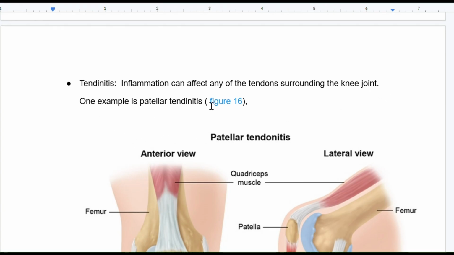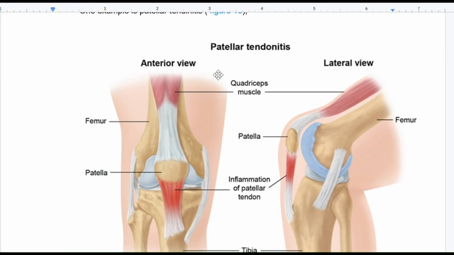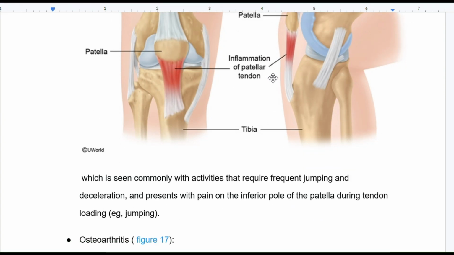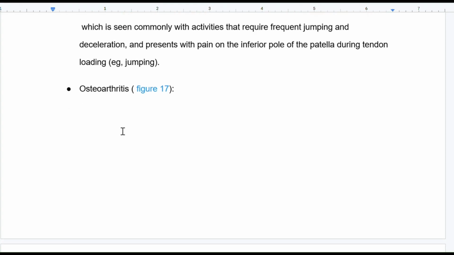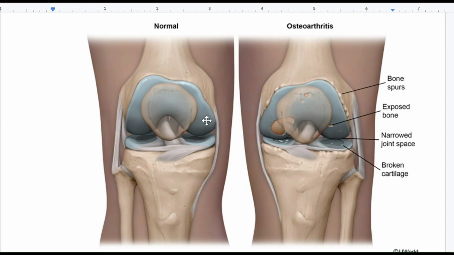One example is patellar tendinitis, see figure 16. Which is seen commonly with activities that require frequent jumping and deceleration and presents with pain on the inferior pole of the patella during tendon loading, such as jumping. I skipped that, that's what happened. There we go. Okay, osteoarthritis, figure 17.